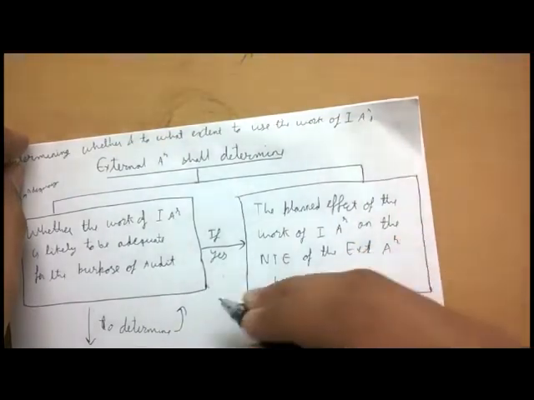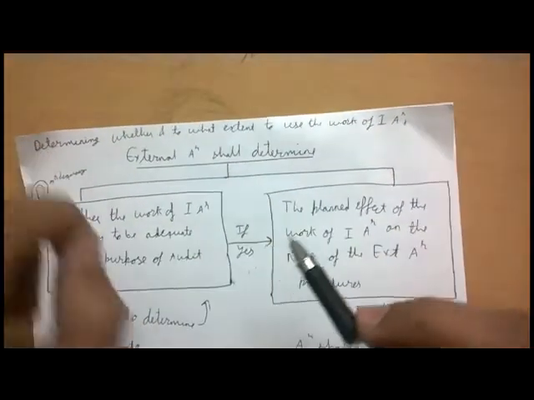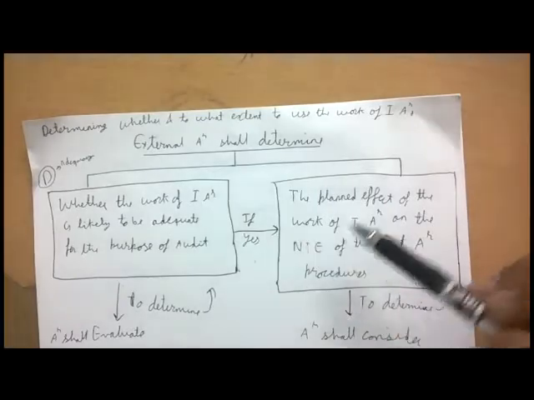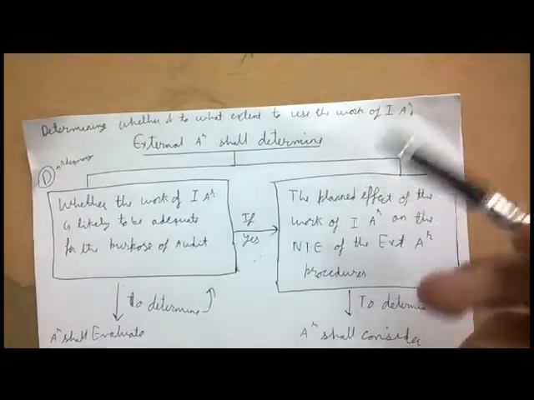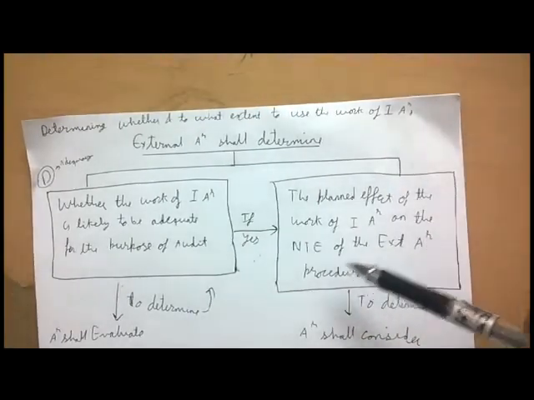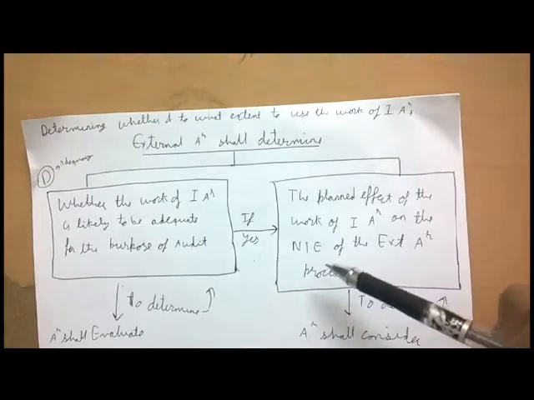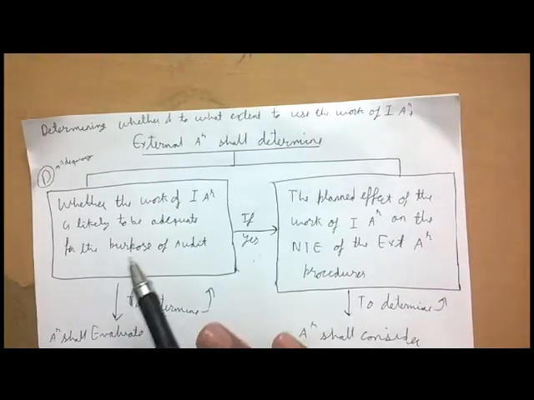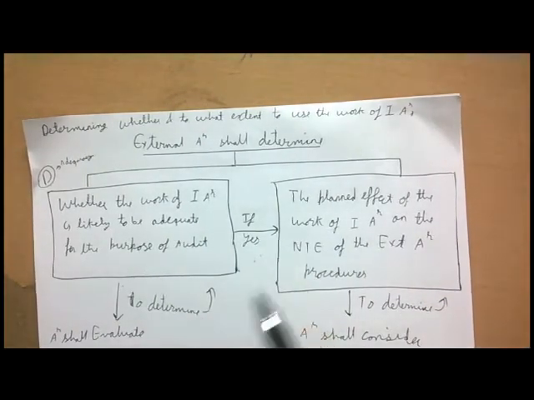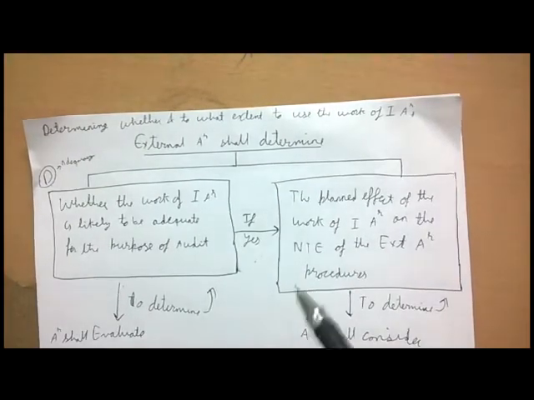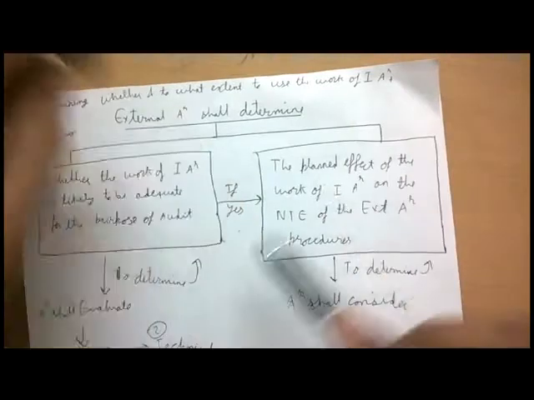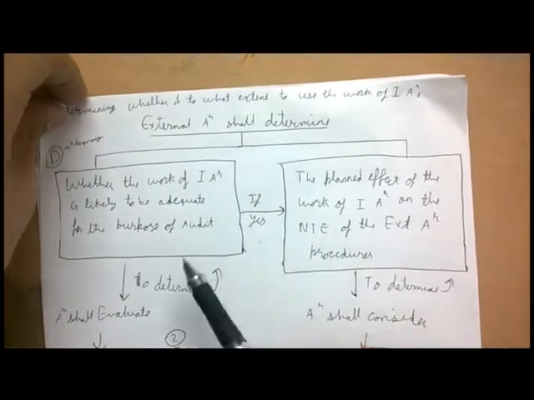That is, if the internal auditor's work is likely to be adequate for the purpose of the audit, then we are going to determine the effects of the work of the internal auditor on the nature, timing and extent of our procedures. What effect will the work of the internal auditor have on the nature of our work, the timing of our work and the extent of our work? This is what the auditor has to determine, these two things.